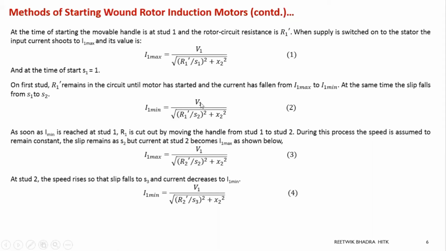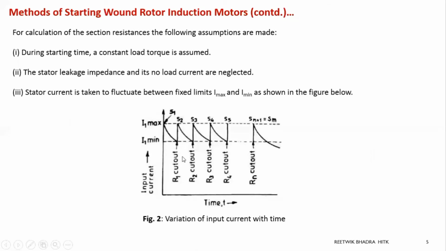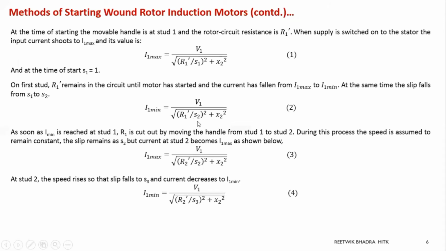So I1 minimum becomes V1 by root over R by S plus X square only. Now at this point, if you see, the slip is S2, because your speed is changing, your slip is also changing. So your slip becomes S2. So R1 dash by S2 whole square plus X2 square, this becomes I1 minimum.